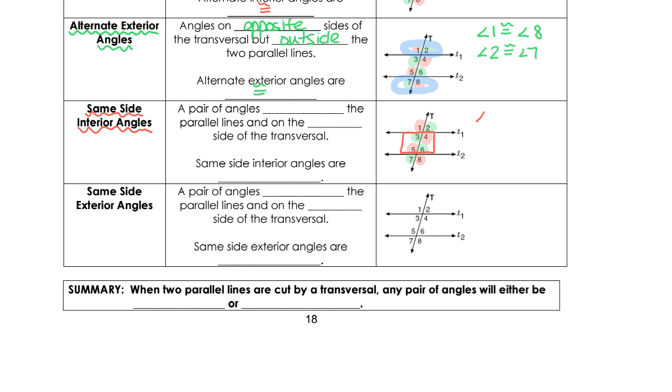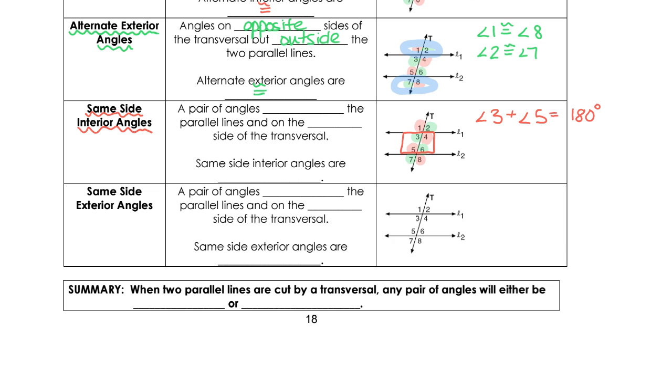So if I pick angle 3, his same side of the transversal, same side interior would be 5. But look, 3 is green and 5 is red. Therefore, they're not the same color. So they are not the same measure. What we do know is that they are actually going to add up to equal 180 degrees.